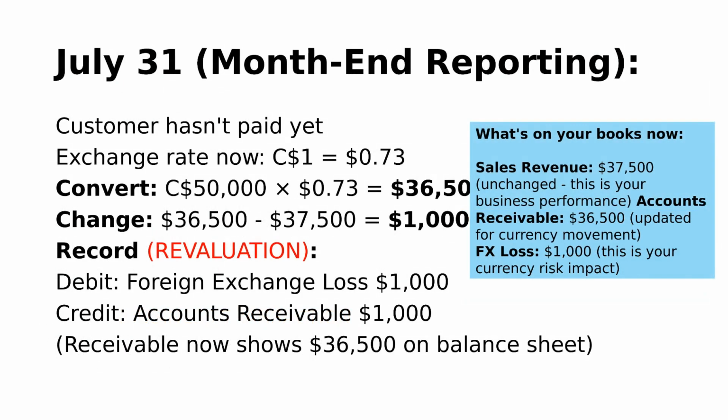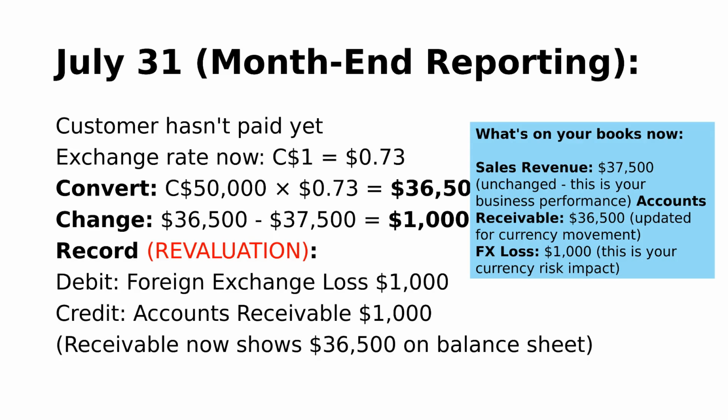Now let's fast forward to July 31, the end of the month. Your Canadian customer hasn't paid yet, but now the exchange rate has changed. C$1 equals 73 cents US dollars. If you convert C$50,000 at this new rate, you get $36,500, a $1,000 drop from the original $37,500 receivable.